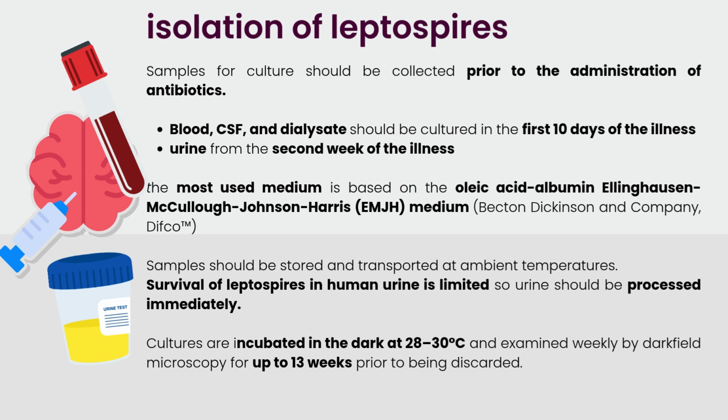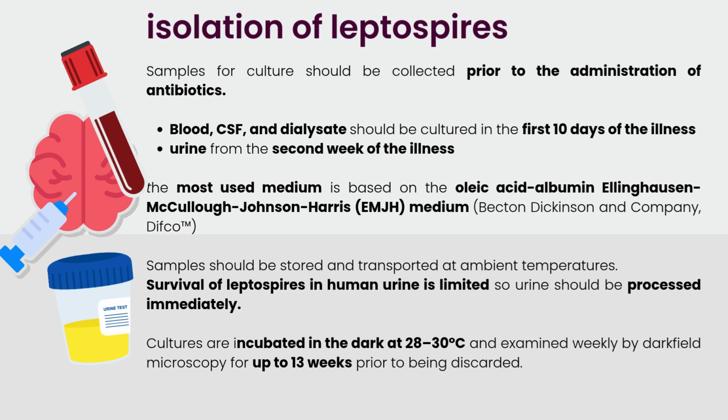So for the isolation of leptospires, samples should be collected before antibiotic administration, as antibiotics can hinder leptospire growth. Also, timing is key: for blood culture, cerebrospinal fluid and dialysate, within the first 10 days. Urine samples start from the second week. So the common culture medium, we should not forget this one. The most commonly utilized culture medium is EMJH, oleic acid albumin, Ellinghausen-McCullough-Johnson-Harris medium, under the BD company.